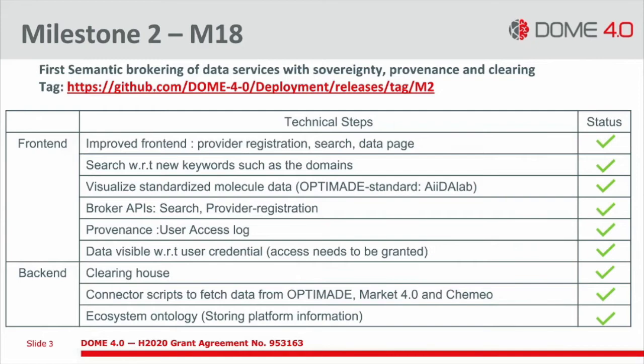After searching the DOM platform, the visibility of the full data results is limited depending on the user's access credentials, and this will be demonstrated later in the second part of this video. In the backend, connector scripts have been added that allow DOM to fetch data from not only Optimate and Market 4.0, but also another provider named Chemio. In addition, the ecosystem ontology developed in Work Package 3 has been integrated into the platform, and this ontology stores information about the different data providers, making DOM 4.0 a more semantic platform.